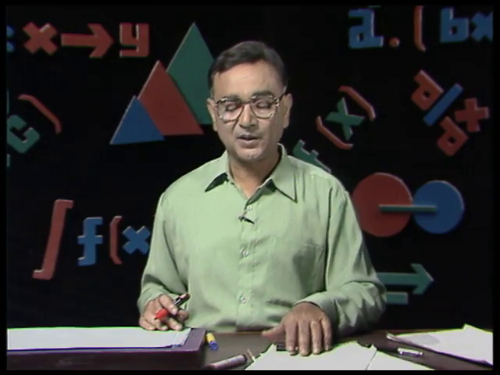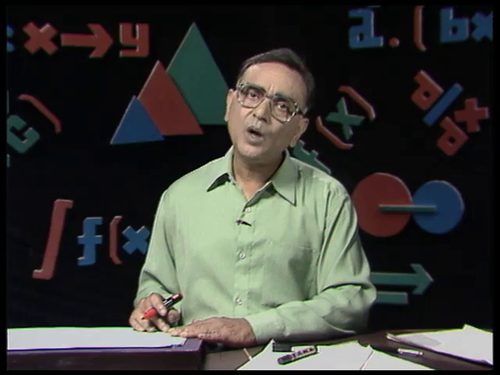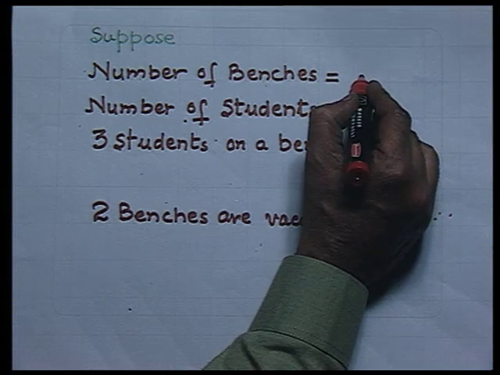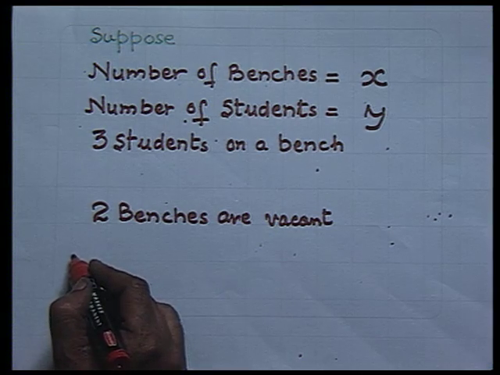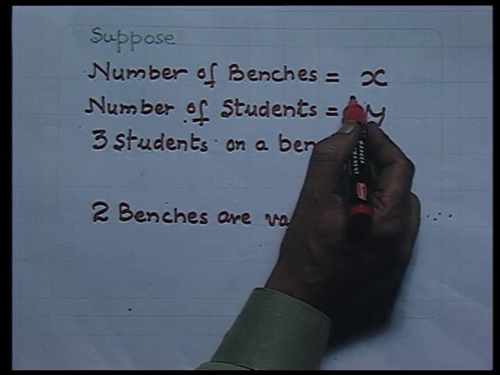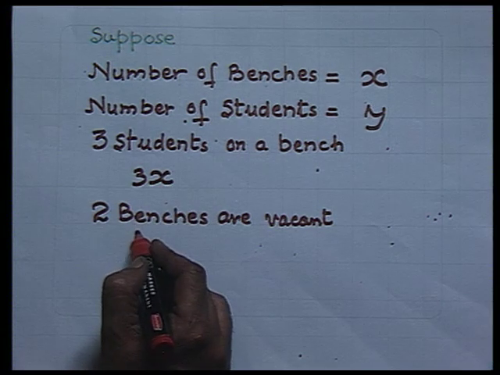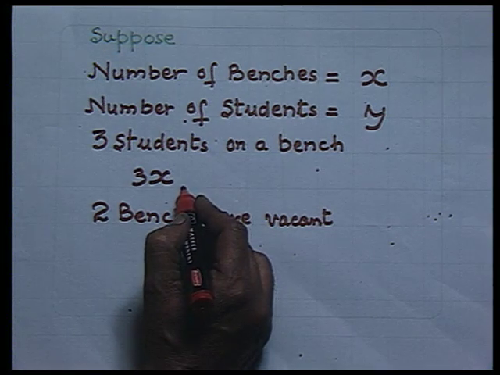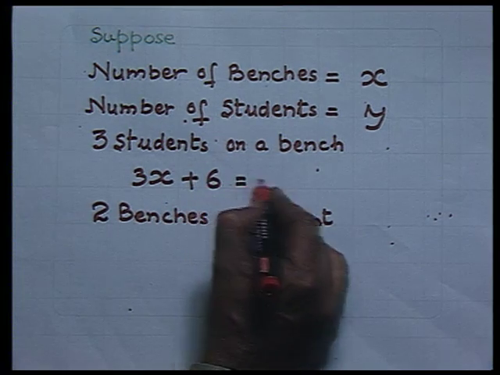Now, here what is the condition? The benches and the students both are not known to us. So, what will we do? We will suppose the number of benches to be X and the number of students to be Y. Now, if 3 students are sitting on each bench, then the number of students who will sit on X benches will be 3x, but in that case 6 students are left over. So, that means if we add 6 to it, I get the total number of students.